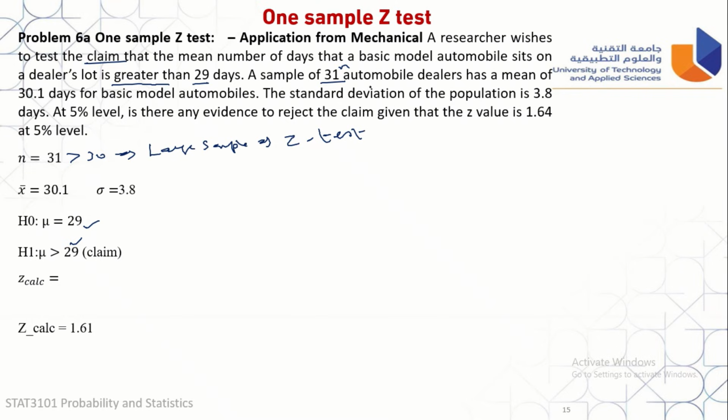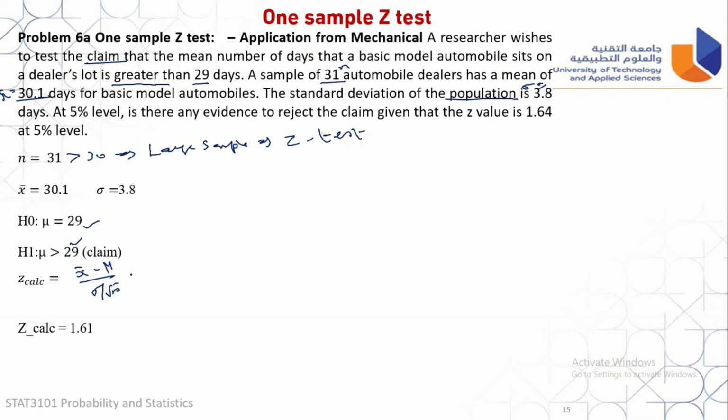And has a mean of 30.1. So what is this? X bar, because it is a sample mean. And the standard deviation is given. It is the standard deviation of the population, so it is sigma, 3.8. Use the formula: x bar minus mu divided by sigma by root n. Use this formula and calculate your final answer.